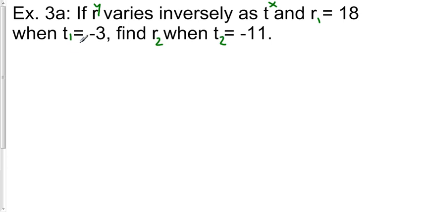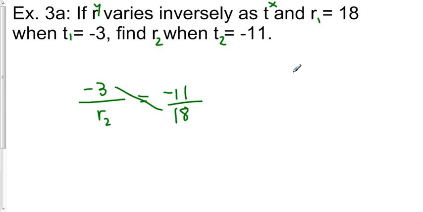Okay, so here's how I would set it up. T1 is -3 over r2, which is what we're missing. On the other side, we've got -11, which is our second t value, over the first r value, 18. So I put the t's on the top and the r's on the bottom. I've also swapped them. -3 and 18 are across from each other. And then the second part of the sentence, after the comma, we're looking for r when we know that t equals -11. So let's cross multiply.